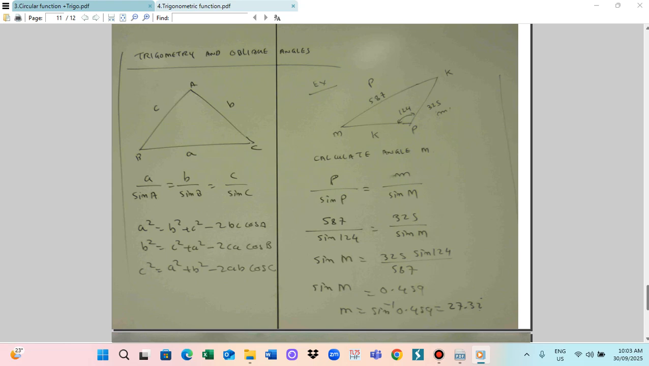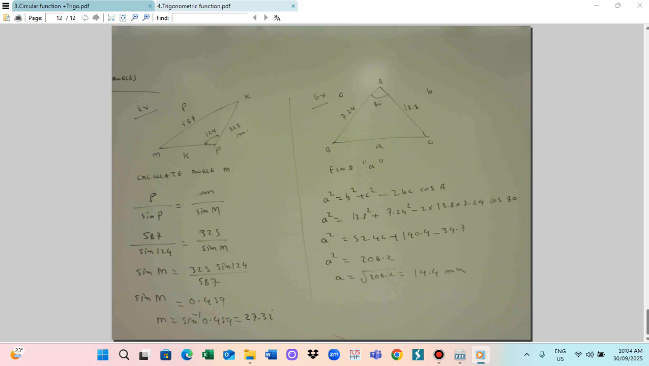So sine N is equal to 325 sine 124 divided by 587. By calculating this, we get 0.459. So N is equal to sine inverse of 0.459. That way, 27.32 degrees. So we got the N.